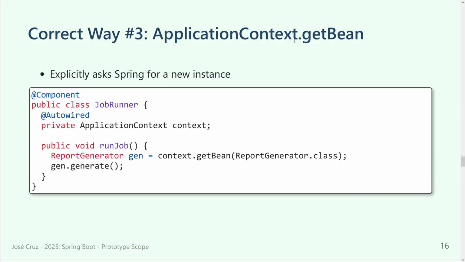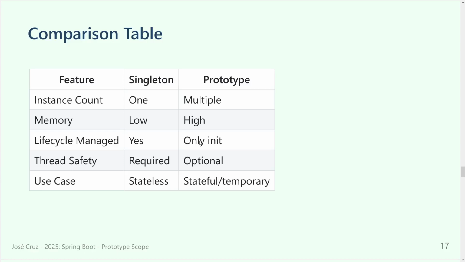Then another way is using the application context, getBean here, and here we provide the type of the bean as we saw earlier. So, a comparison table between the singleton and the prototype. Instance count: singleton 1, prototype multiple. Memory: low for singleton, just one instance; high for prototype, depending on the number of instances. Lifecycle managed: yes for singleton; prototype not needed, because there is no reason to cache these objects. Thread safety: required for singleton; optional for prototype, depending on the code, of course. Use case: singleton stateless; prototype is commonly used for stateful temporary objects.